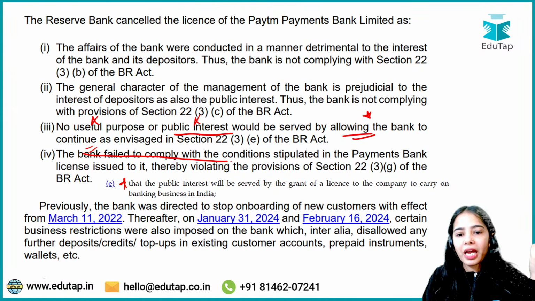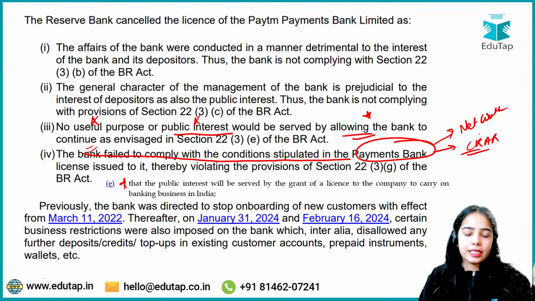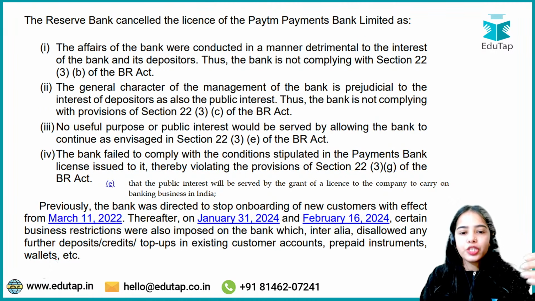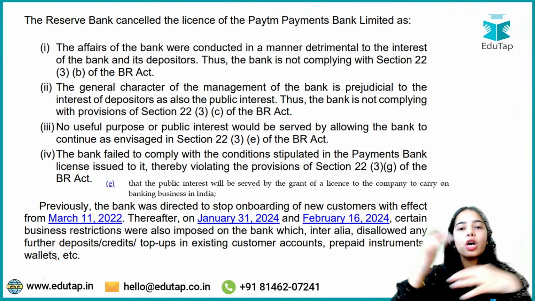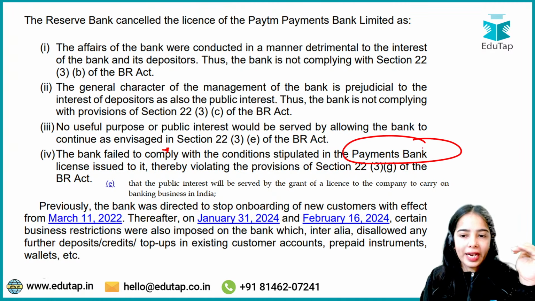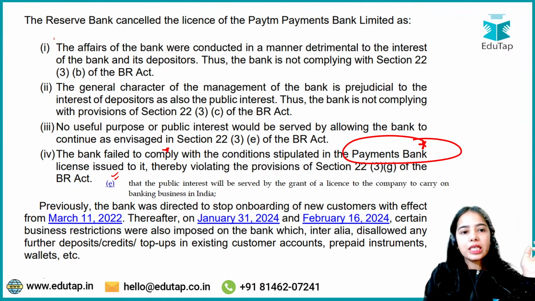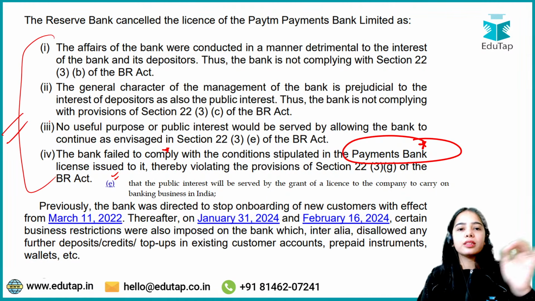The bank failed to comply with the conditions that are stipulated in the payments bank license issued to it. That means it has to maintain the net worth criteria. It needs to maintain the CRAR of 15% and such. So there are certain criteria that a bank has to follow when it is getting established, and after establishment also it has to maintain its net worth and such. So the bank failed to comply with the conditions that were laid down while providing the payments bank license to Paytm Payments Bank. So these are the reasons why the license was cancelled.